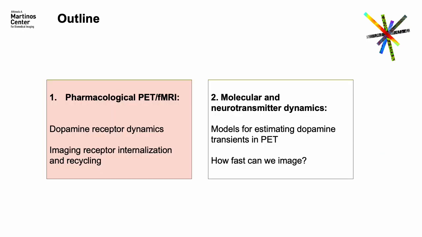So here's an outline of my talk. In the first part, I will talk about pharmacological PET and fMRI, and talk about how dopamine receptor dynamics can be imaged and how we can use PET and fMRI to image receptor internalization and recycling. And then in the second part, I will focus on molecular neurotransmitter dynamics. I will talk about models for estimating dopamine transients and talk about how fast we can really image using PET and other modalities.